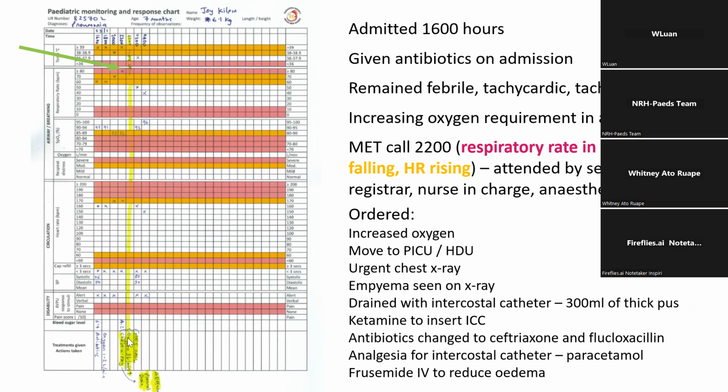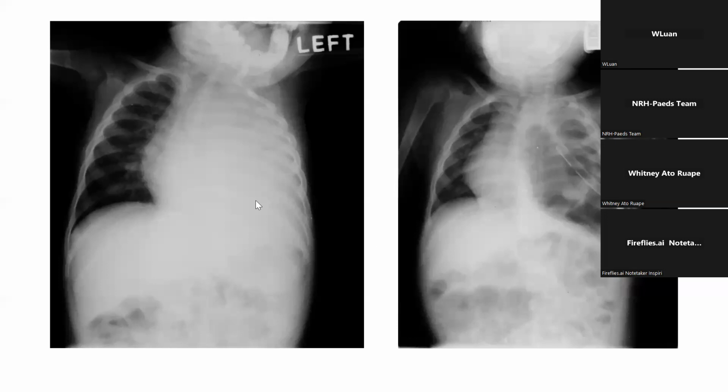This yellow line is where the MET call was made, and that was based on her respiratory rate being high and her oxygen saturation falling. And so after that, she stabilized a lot on a bit more oxygen, but even in the coming hours, she needed less oxygen. This is what happened. She didn't arrest at this point.